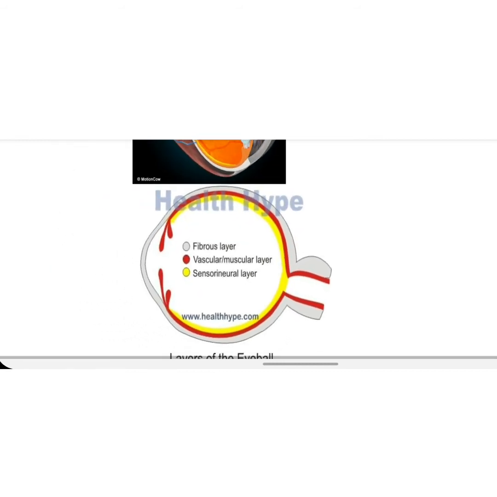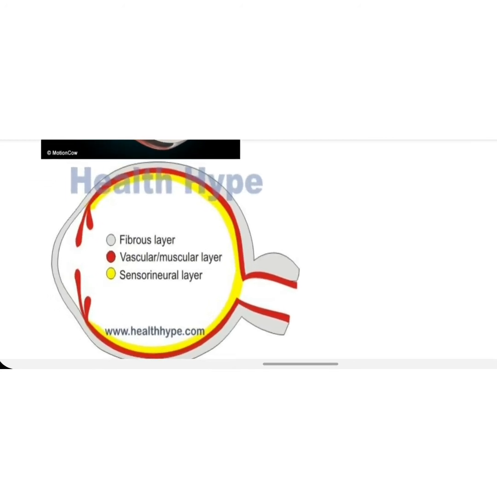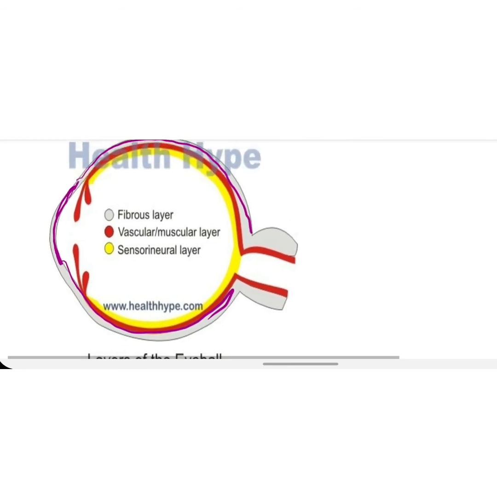Now let us know about the various coats of the eyeball. We have three coats of the eyeball: first the fibrous layer, then the vascular layer, and then the neural layer. The gray one that we see here is the fibrous coat, which consists of the anterior part, the cornea, and the posterior part, the sclera. The anterior cornea is a translucent part and the posterior sclera is an opaque part.